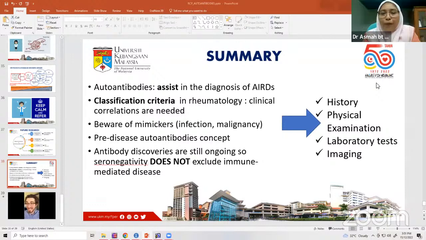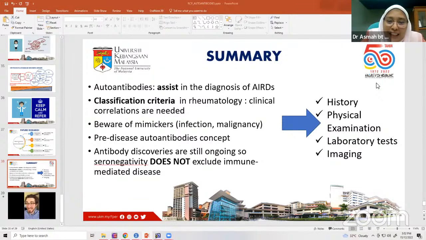Yes, because it's very labor intensive to do. We would be happy if we can get the more specific one. The gold standard has always been combining IIF and everything, but we don't have enough resources sometimes. So it still depends on the clinical manifestation. I think clinical is key, because ANA is just one marker, right? That's right, just one marker.